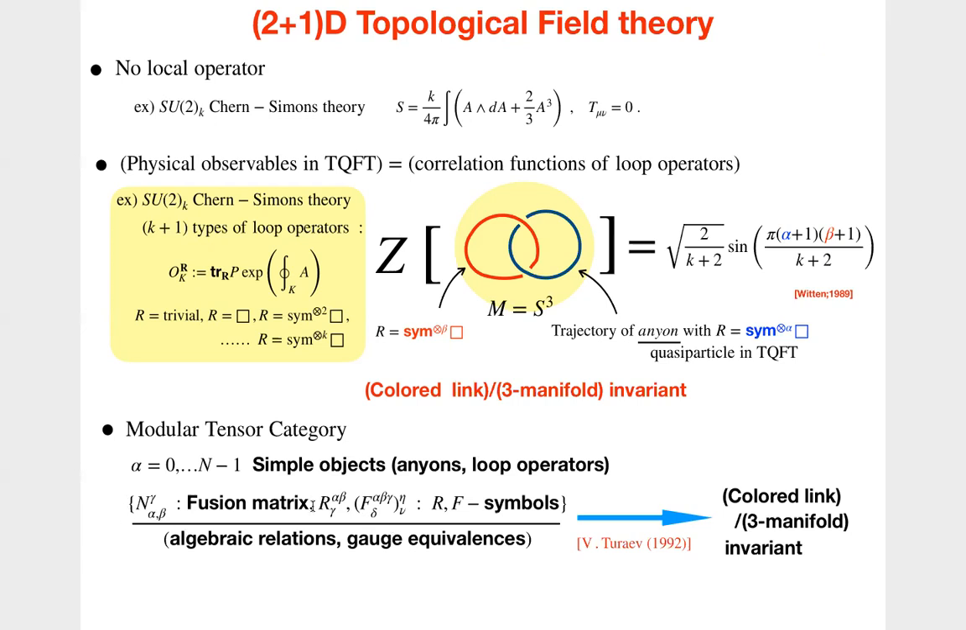Then what people found is that, using this information, there is a way to construct mathematically the colored link and the three-manifold invariants. It means that using this information, we can construct three-dimensional topological field theories. So these will determine all the physical quantities of topological field theories.